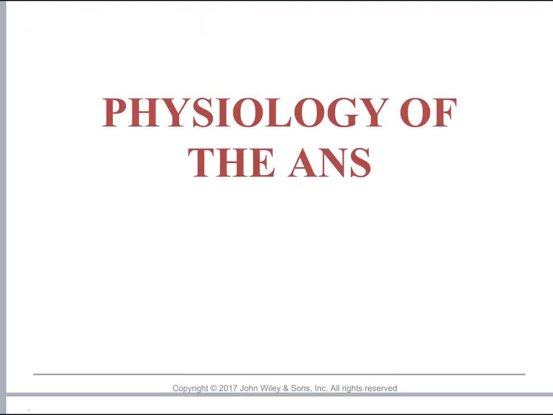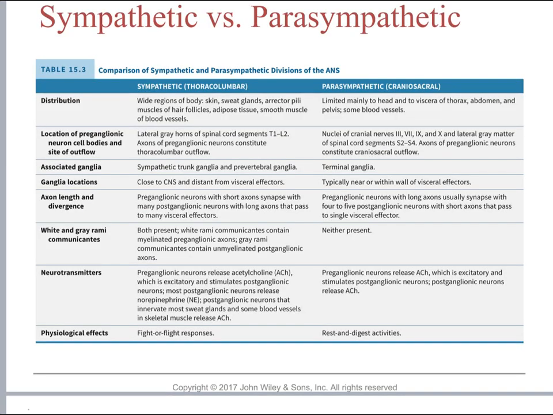The last few slides deal with the physiology of the autonomic nervous system, and for this we go to a few tables. The first table we look at is 15.3 that compares and contrasts sympathetic versus parasympathetic divisions, its distribution, location of preganglionic neuron cell bodies and outflow, where the associated ganglia locations, axon length and divergence, white and gray rami communicantes, whether they have it or not, neurotransmitters, where they are and what they do, and physiological response. So again, puts everything we've talked about into a nice, neat little table.